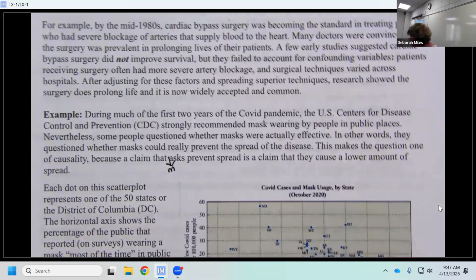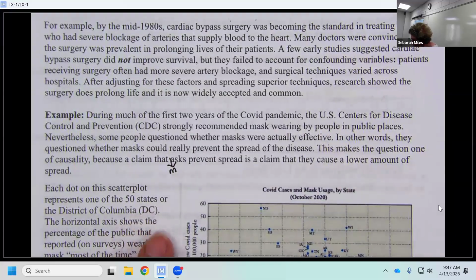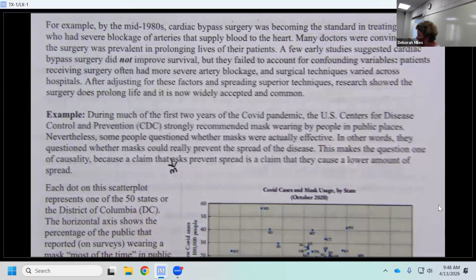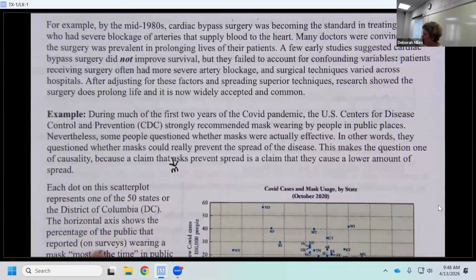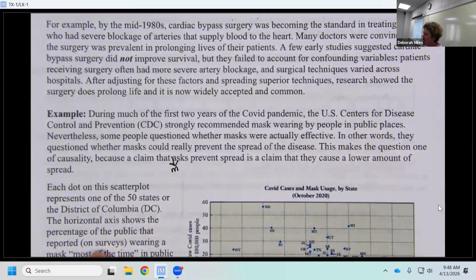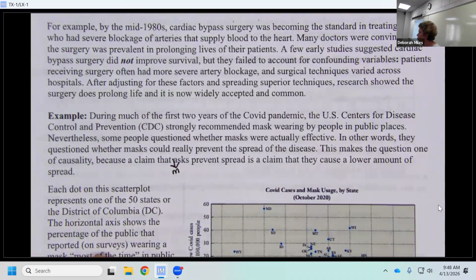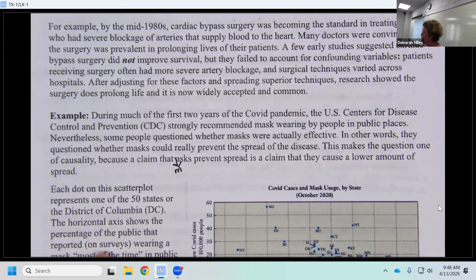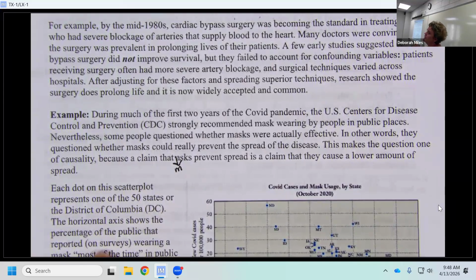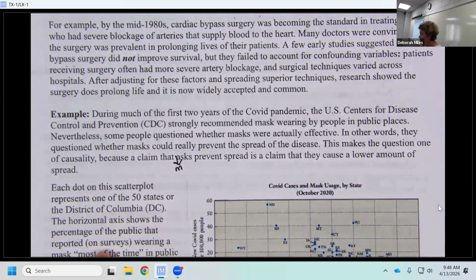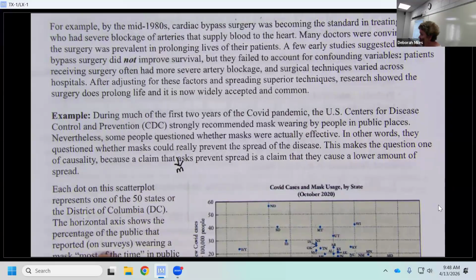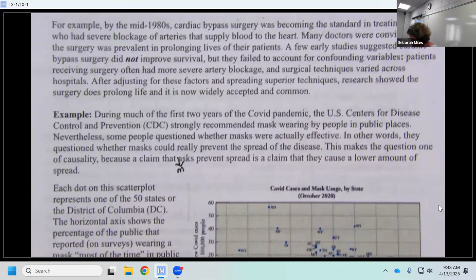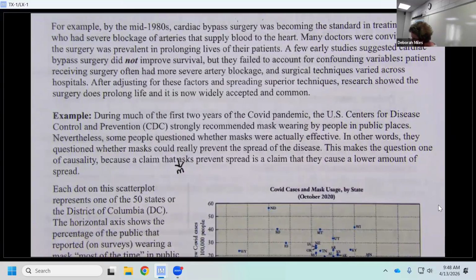Each dot on the scatter plot represents one of the 50 states or the District of Columbia. The horizontal axis shows the percent of the public that reported wearing masks. Now, do you automatically see a problem with this survey? Asking people, let's say it's a phone survey and you call and say, are you wearing masks whenever you go out in public? Is there a potential problem there? There's going to be some lying. I think we better observe. I don't know how we would do that, but yeah, there's a potential if this is just a self-reported survey. The vertical axis shows the case rate for new COVID infections.